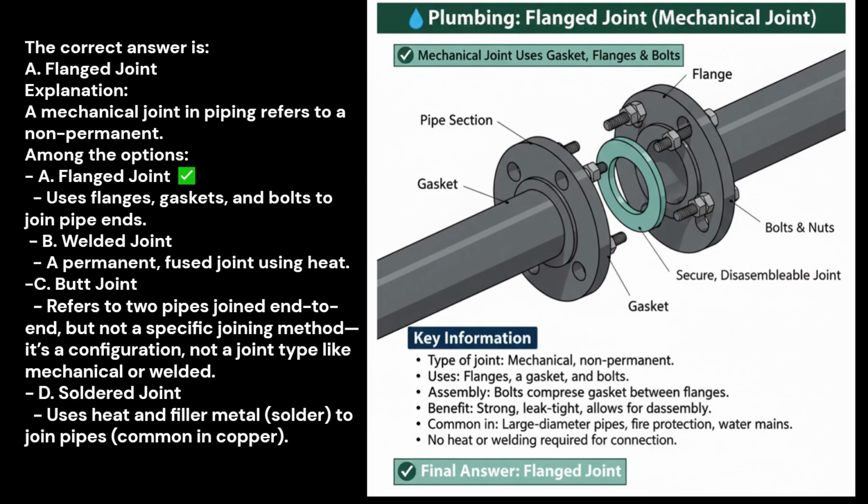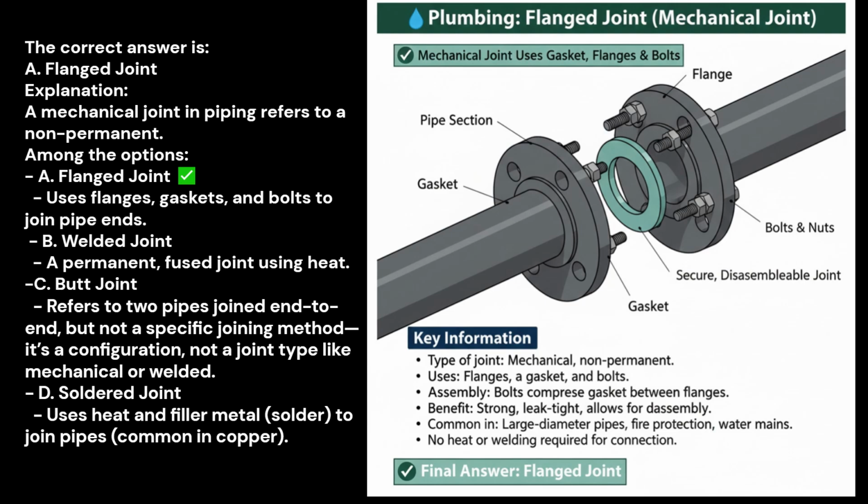couplings, or compression fittings, allowing for disassembly and no heating or welding. Among the options: A. Flanged joint. Uses flanges, gaskets, and bolts to join pipe ends. It is commonly referred to as a mechanical joint in plumbing, fire protection, and industrial piping. Widely used in large diameter pipes, fire sprinkler systems, and water mains.